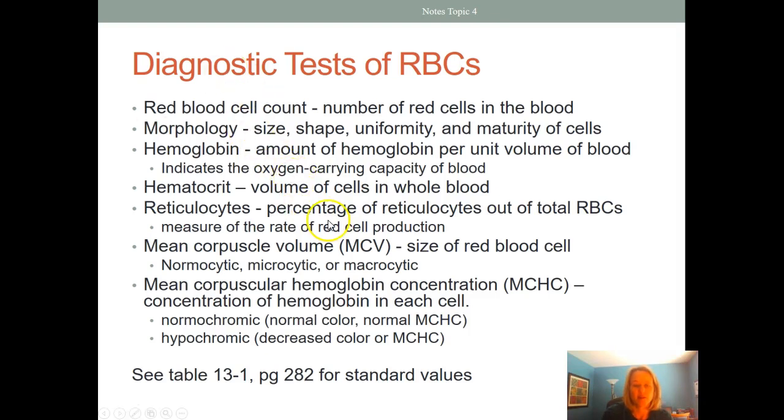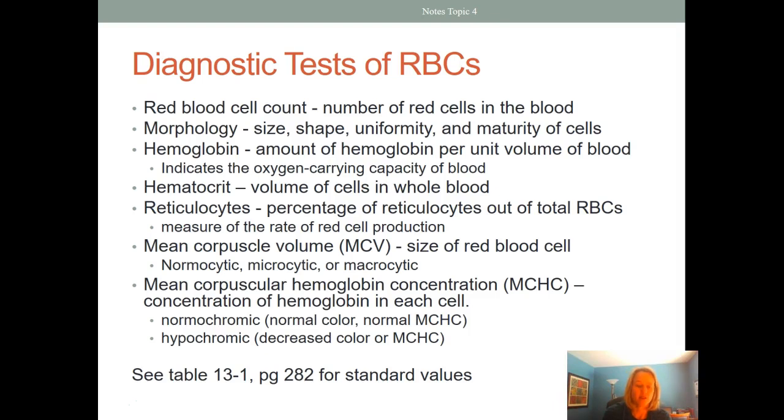Reticulocytes is a measure of the percentage of reticulocytes out of the total red blood cells, and as I mentioned earlier, this is a measure of red blood cell production. The mean corpuscular volume is the size of the red blood cells, and they can be classified as normocytic, normal size, microcytic, small size, or macrocytic, or enlarged size. And then the mean corpuscular hemoglobin concentration, this is the amount of hemoglobin in each cell.